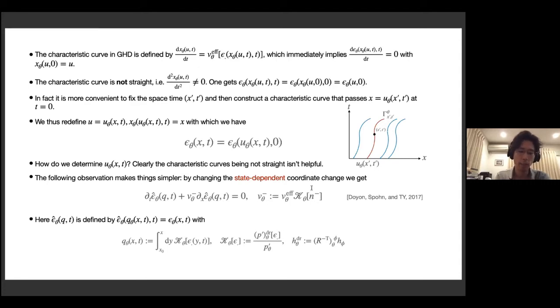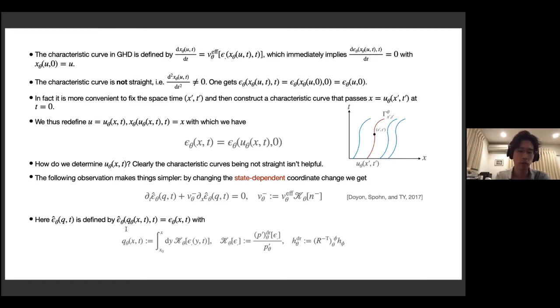So this epsilon hat of q, t is expected to be the same as epsilon theta. So q is defined in this way. Firstly, it's really a state-dependent coordinate, depending on all these x and t and theta, where k is simply p prime, and the dressing operation is as per usual. So I think people introduced this notion before.